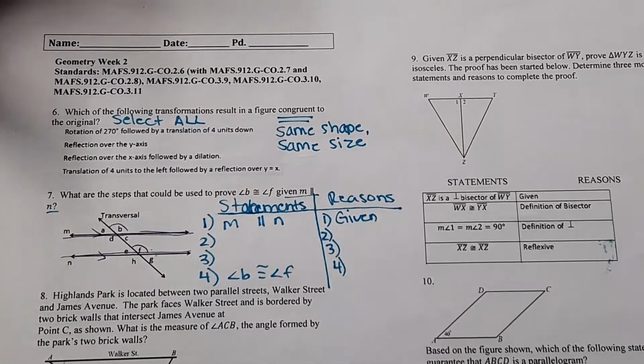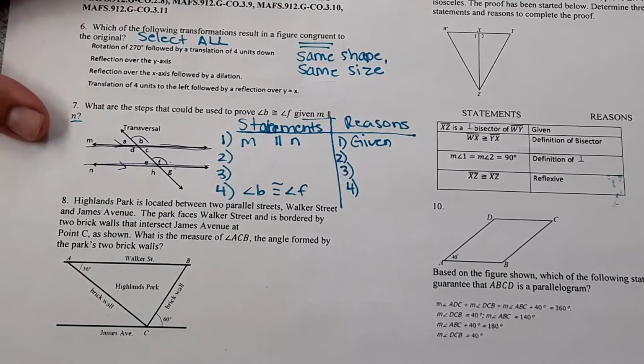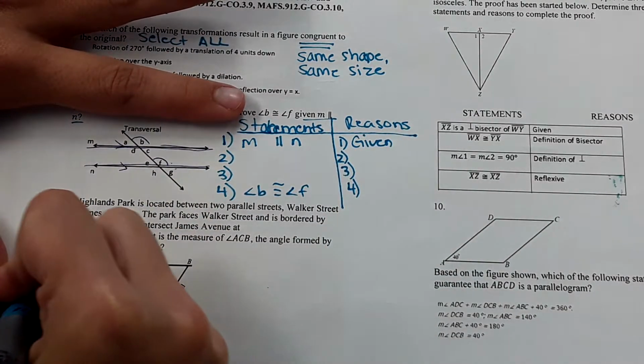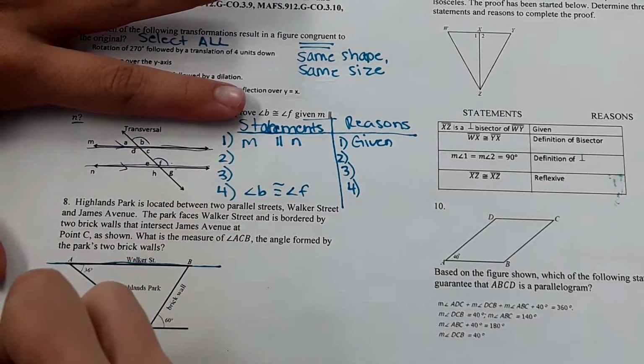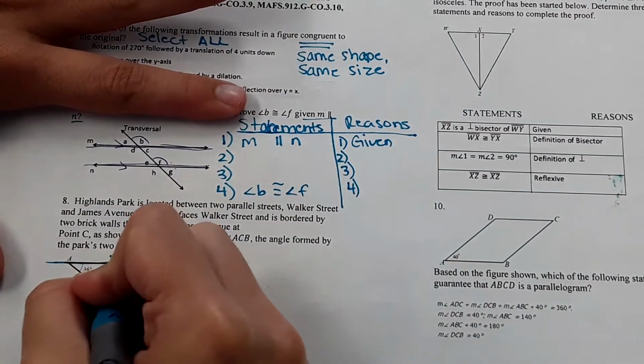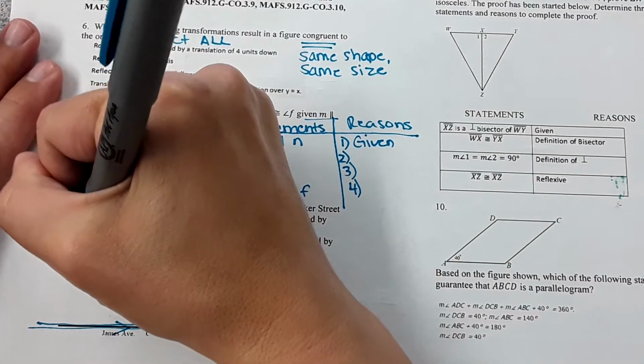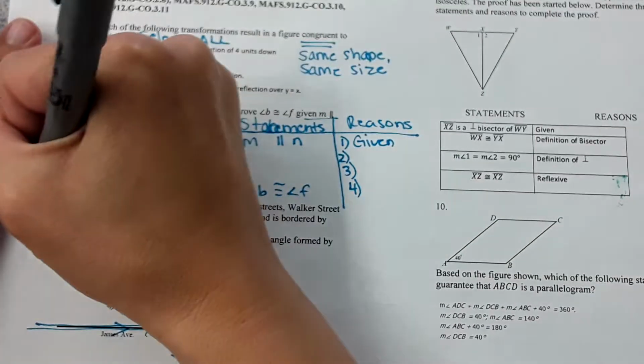Number 8. Highlands Park is located between 2 parallel streets. So these are the parallel streets right here, Walker Street and James Avenue, parallel lines. That means that these lines are transversals and they follow all the rules of parallel lines with a transversal.